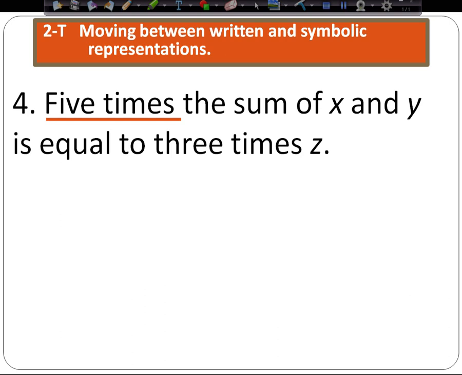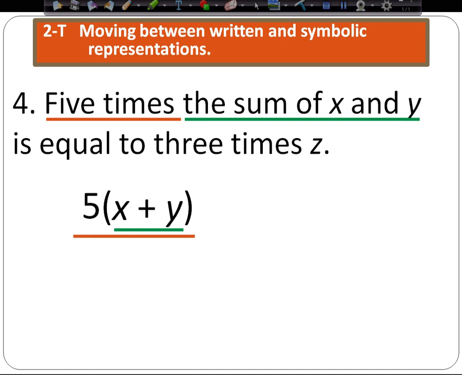All right, 5 times the sum is going to be those parentheses words, because we're not saying 5 times x or 5 times y. We're saying 5 times the sum of those two things added together. So we're going to say 5 and then your parentheses. The sum of means we're going to have an addition symbol in those parentheses, and we're adding x and y.